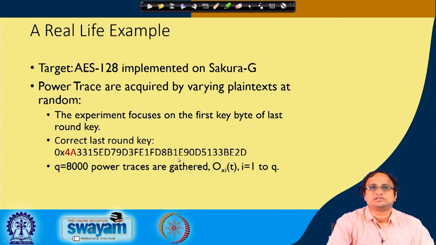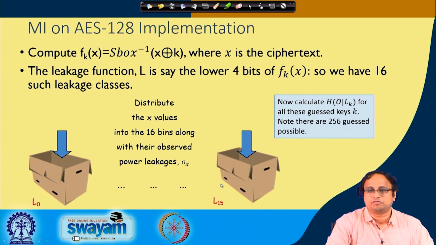So, here is a real life example where we target an AES-128 implemented on our SAKURA-G platform, and the power traces are acquired by varying the plaintext at random. This is my correct key, a 128 bit key, and I again focus only on the first key byte. So, we take 8000 power traces, we observe the corresponding observables O, and then do a similar mutual information analysis attack. Therefore, what we do is we calculate from the ciphertext now. So, we compute S box inverse of x XOR k, where x is the ciphertext.